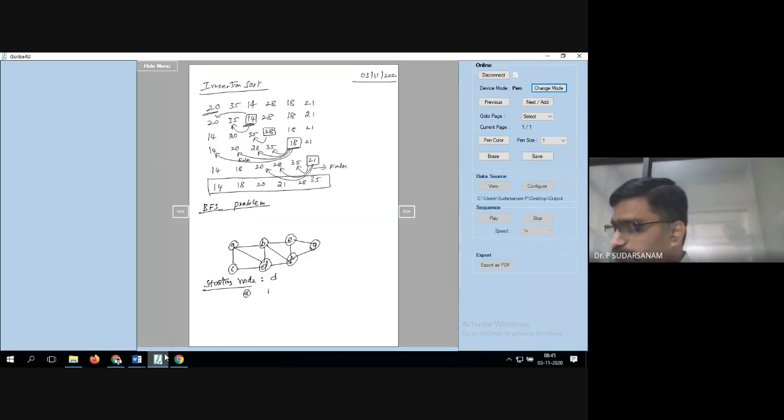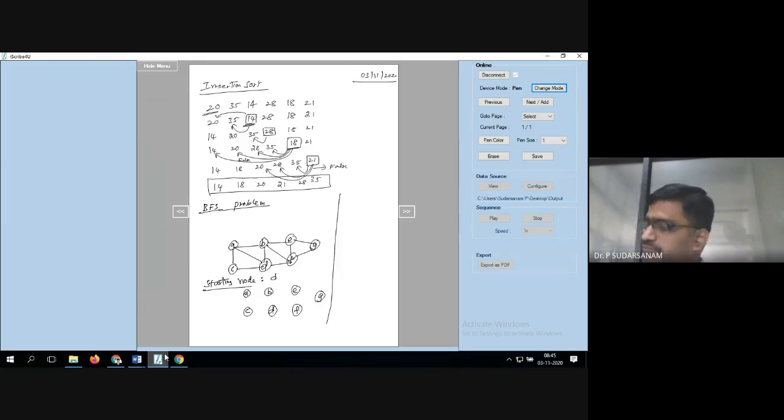See here, A, B, C, D, E, F, G. Q I'll take. I have written the first node is D. So from D, according to the adjacency matrix, which ones are connected? D to A is connected, D to B is connected, D to C is connected, D to F is connected. So BFS is nothing but all adjacent nodes; the Q will be working.